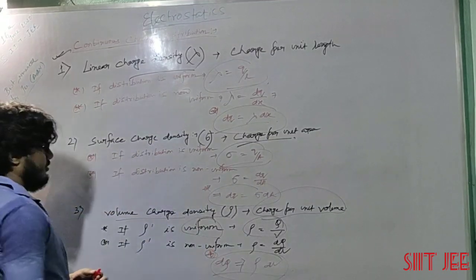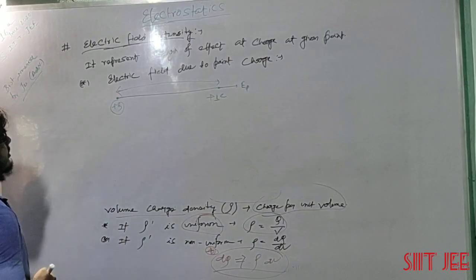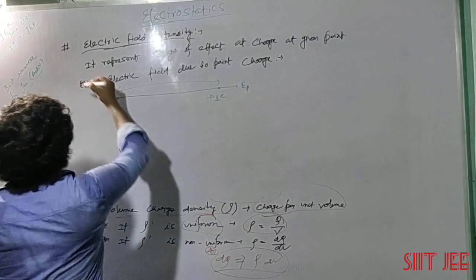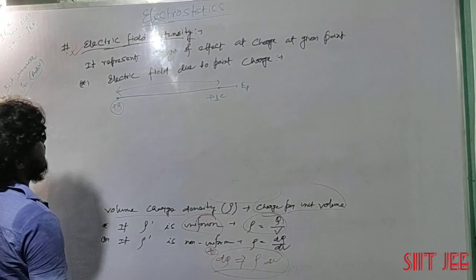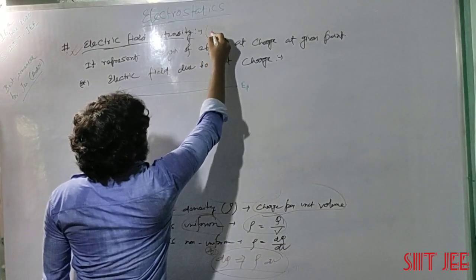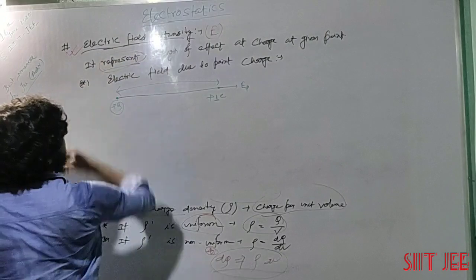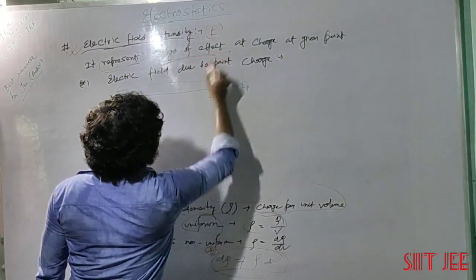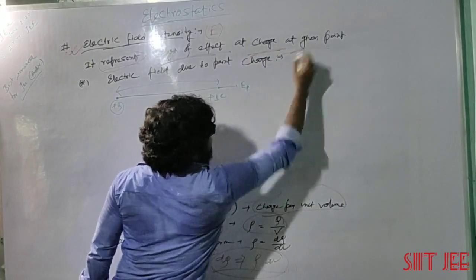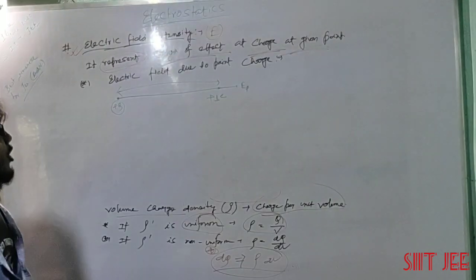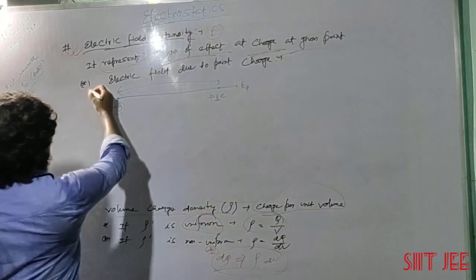Important equation. Next, electric field intensity, denoted E. It represents the strength of the effect of a charge at a given point.